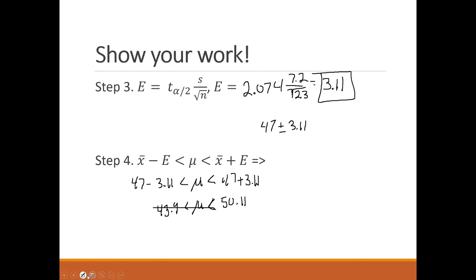So this would be my confidence interval, that the average age of an employee is somewhere between 43.9 and 50.11, which, again, if we round up here, we said that the average age of an employee is somewhere between 44 and 50, which is a pretty wide range. I wouldn't necessarily consider that age discrimination, but it depends on how narrowly you define age discrimination.